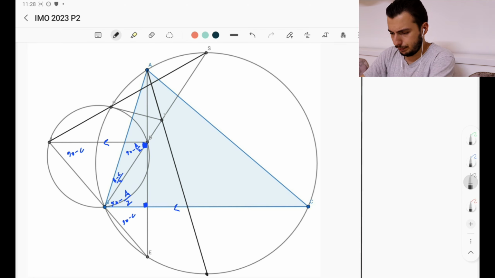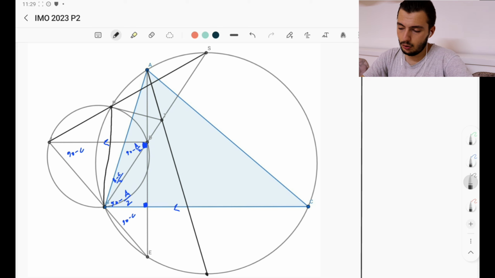For example here, let's think. Okay, so for example, if we join this, we can find the angles, right? Remember, we need to use the fact that this point is the intersection of two circles. So we need to use the angles of the two circles. So this is a very powerful thing.